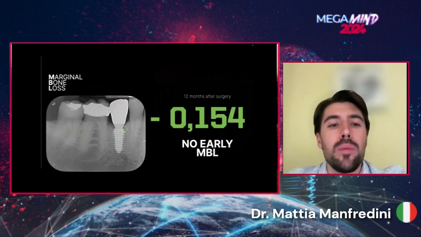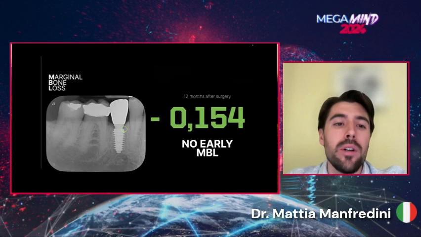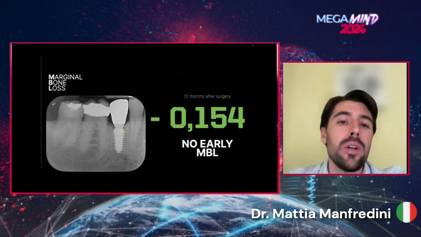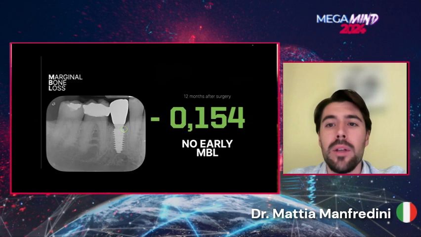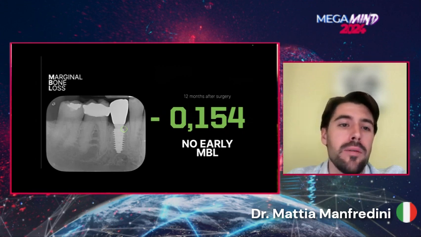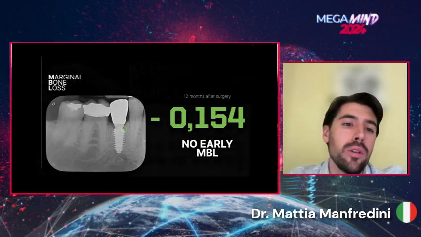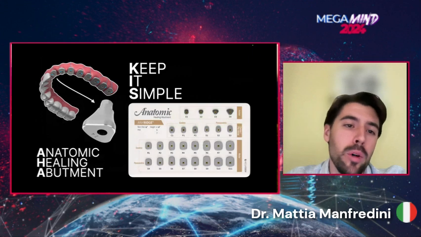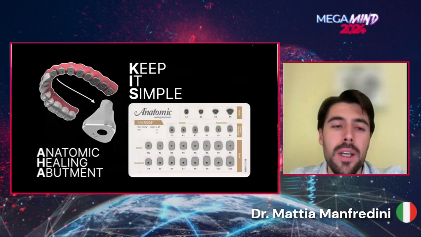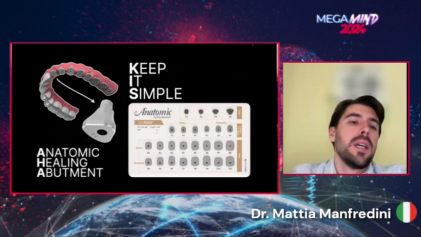Negative early marginal bone loss was recorded in all the treated cases in the first year, and we know how important it is that no early marginal bone loss occurs in our rehabilitation. For this reason, we use this conical connection in order to place it under the bone and have no problem, because other kinds of connection will give problems if placed under the bone level.